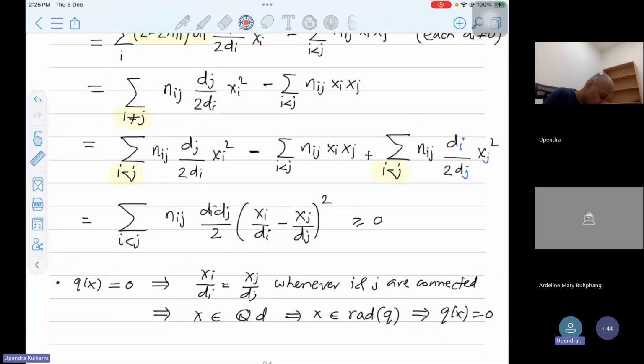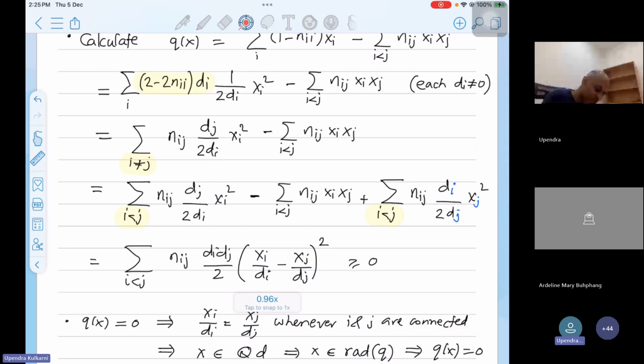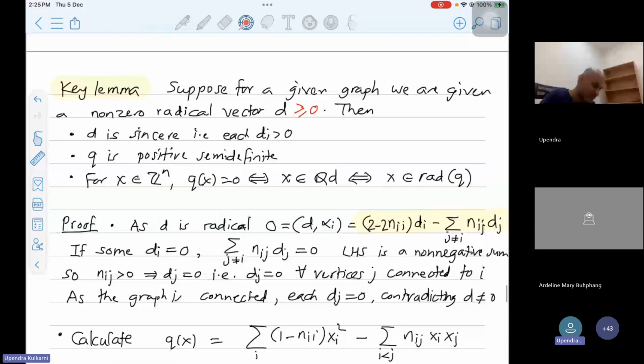And so that means that the vectors x and d have to be proportional. So if the quadratic form of x is 0, then I see that x is proportional to d. But of course, anything that is proportional to d is going to be in the radical. And if anything is in the radical, then I complete the circle and say that radical means the form of x with anything is 0. So in particular, the form of x with itself is 0. And that's exactly, up to scalar 2, the quadratic form. So I have shown that q of x is 0 if and only if x is a rational multiple of d, if and only if x is in the radical. Okay. So I have proved the key lemma.